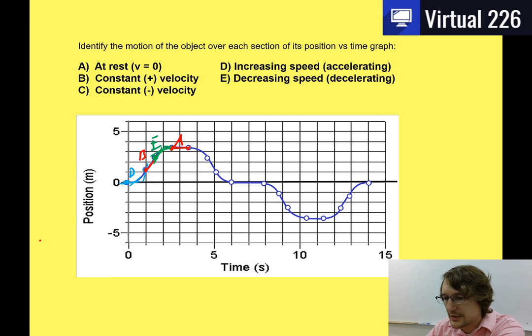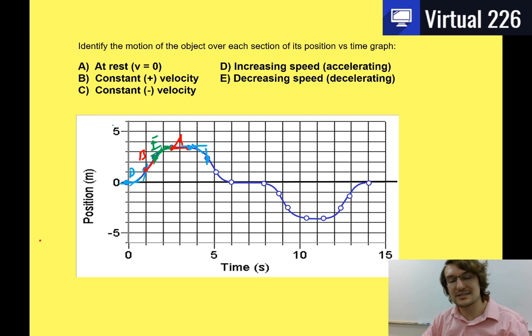Right here, what's going on? This one's a little tricky. We start with our tangent line being flat, so we're not moving. And then it gets a little steeper. And then it gets a little steeper. So our tangent lines are getting steeper. That would mean we're speeding up. But they're also pointing down. Is that speeding up or is that slowing down?